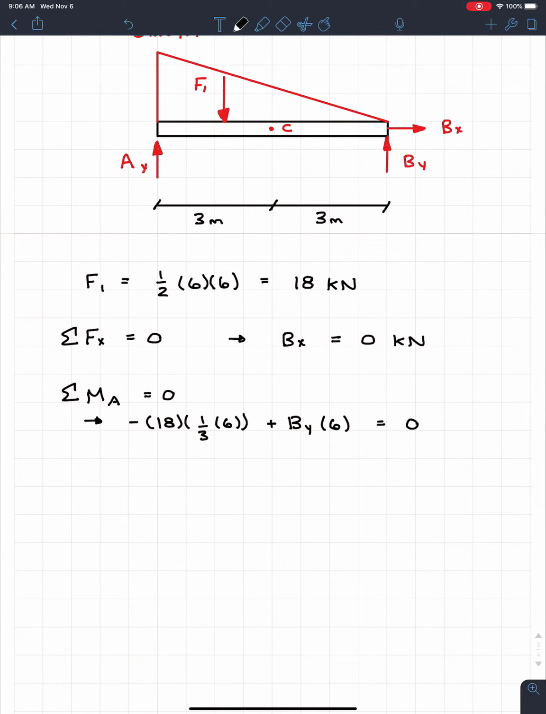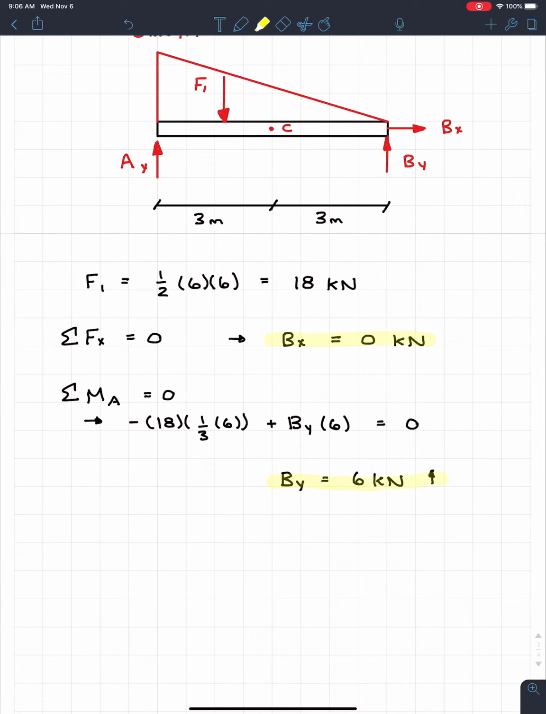So what we can do is we can put By to the other side, and we can use our calculators. So we go 18 times 1/3 times 6, which is 36. Then we divide that by 6, and we get 6. So what we get is By is equal to 6 kilonewtons. And we know that this is a positive answer, so our assumed direction of up is correct. So again, I like to just kind of highlight these now, so when we look back, we can find them very, very easily.